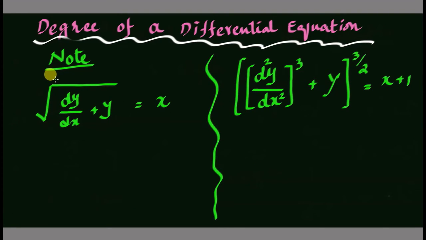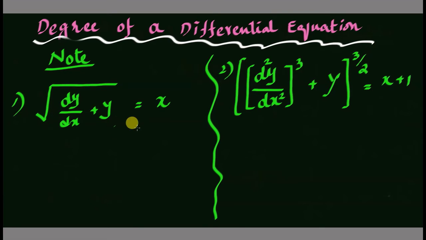Now, there is a very important thing that you must know: the degree of a differential equation is always a positive integer. Here you can see there are two examples, example 1 and example 2. The radical signs are present in both differential equations. If you want to find the degree of a differential equation, you have to remove the radical sign from the differential equation. The derivative of any order should be removed from the radical sign.